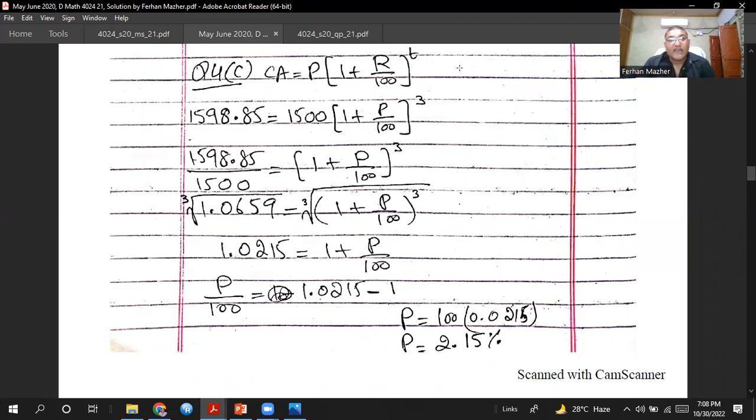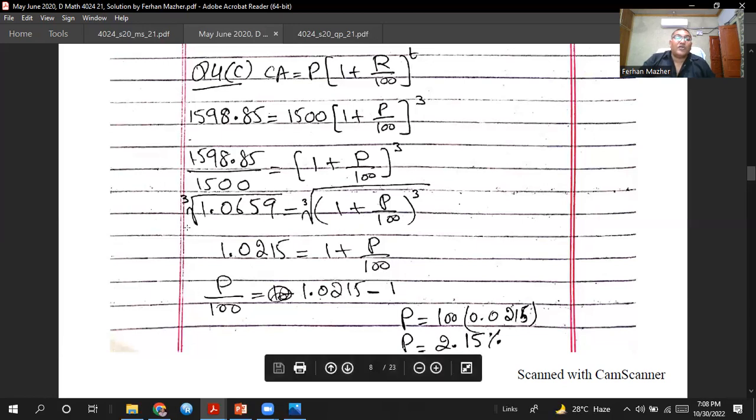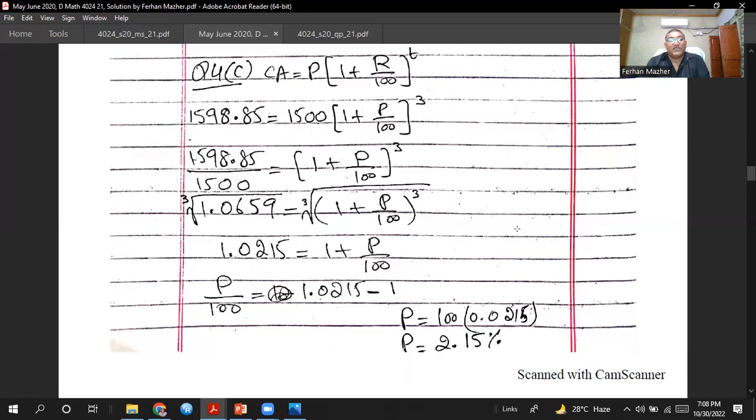When you divide 1598.85 by 1500, it will give you 1.0659. Then I will take the cube root on both sides, because I want to get rid of this cube. The cube root of 1.0659 is 1.0215, and the cube and cube root cancel. So you are left with 1 plus P by 100. This 1 will go to the other side and subtract there. So P by 100 will be equal to 1.0215 minus 1. So P will be equal to 100 into 0.0215, so it will be 2.15%. So the rate of interest is 2.15%.